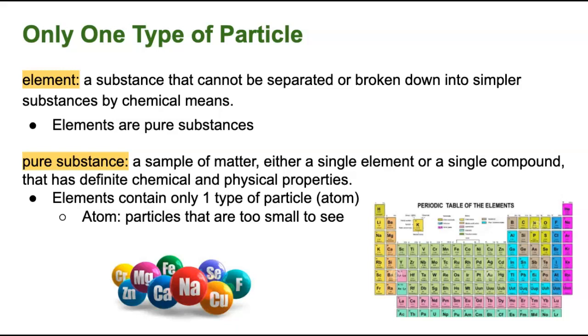A pure substance will always have definite chemical and physical properties. So an element has definite, always the same chemical and physical properties. And elements contain only one type of particle. So an atom would be one type of particle. Atoms are so small that we're not able to see them. This is part of the reason why our scientific understanding of elements in the periodic table didn't really come about until the last few centuries.